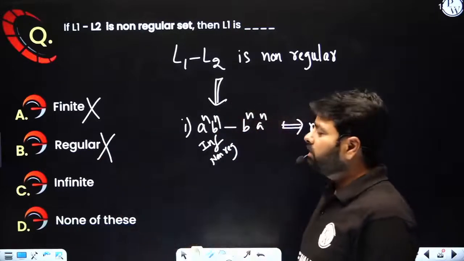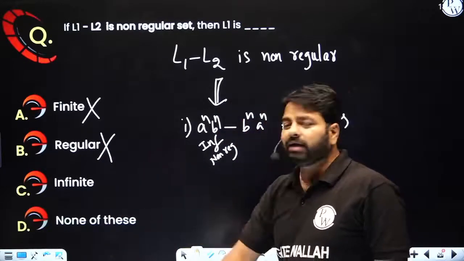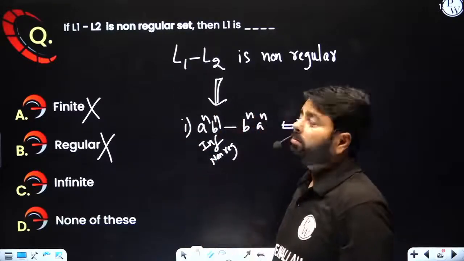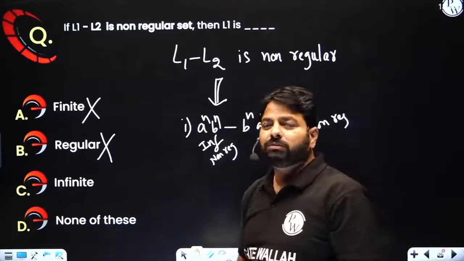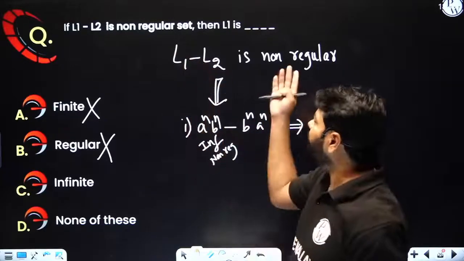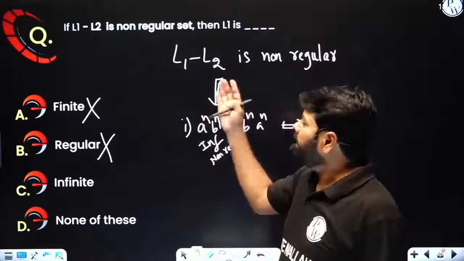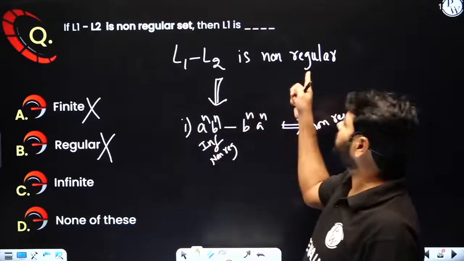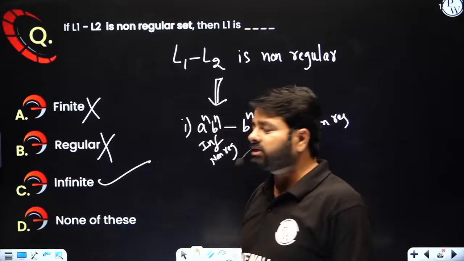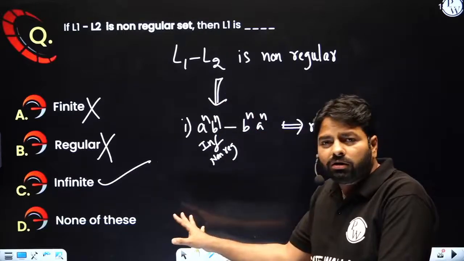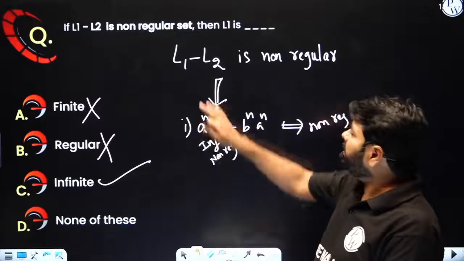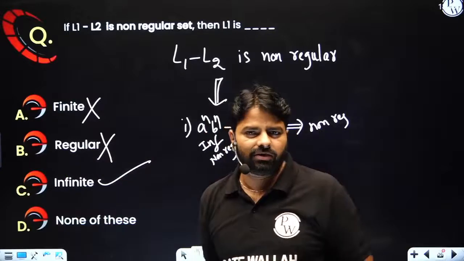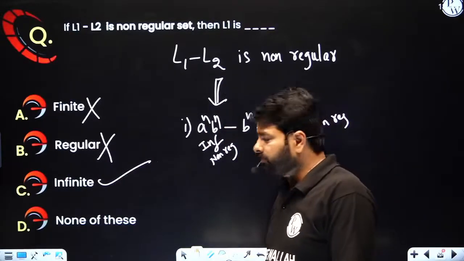And in this option C, you're saying infinite. Is there any example where L1 is finite but the result is non-regular? Impossible. Why? Finite minus anything, you will get a finite that is regular. So here you can conclude that L1 has to be infinite at any cost to get the result as non-regular. So it is another interesting example. But which infinite? I'm not talking about every infinite, but whenever L1 minus L2 is non-regular, L1 is definitely infinite, but some infinite. Okay, L1 definitely infinite at any cost.